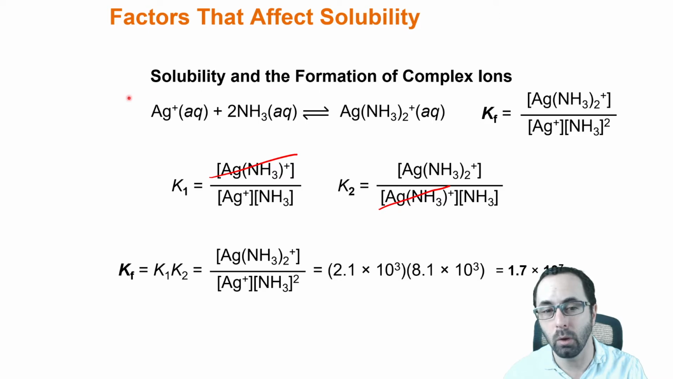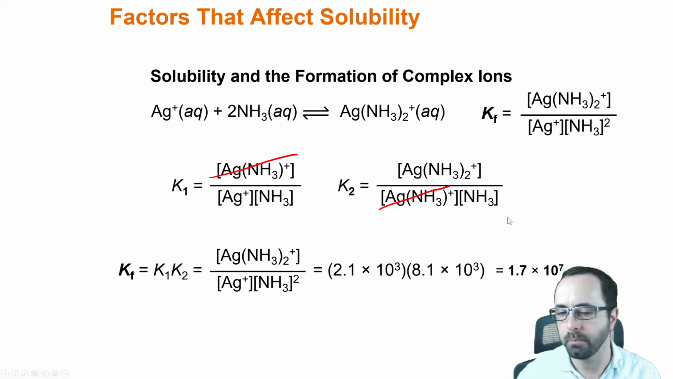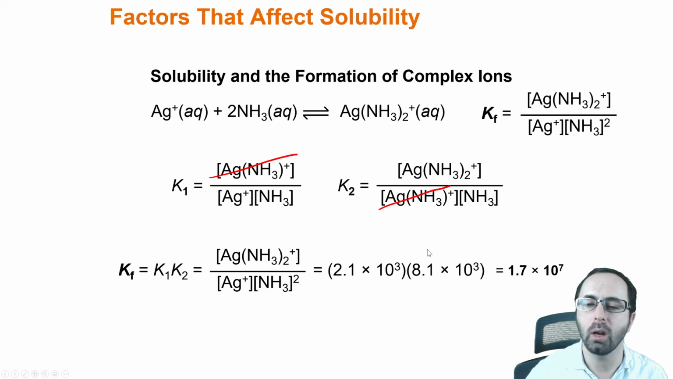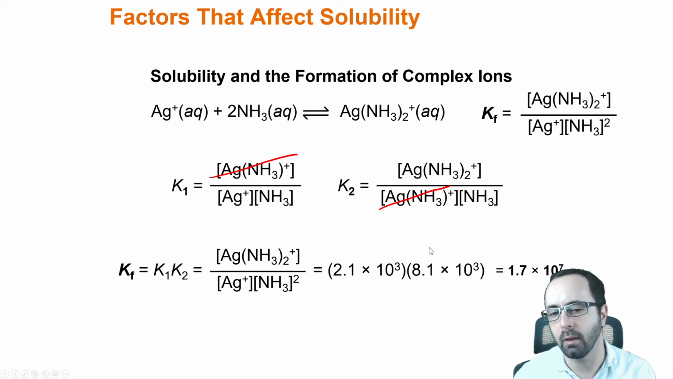So if I say, what is the Kf for diamine silver complex? Well, that would have diamine silver complex ion on top, and the respective transition metal ion and the ligands to the power of however many there were. So I do want you to know what Kf is, but you don't have to do a lot of fancy Kf calculations like they do in the book.